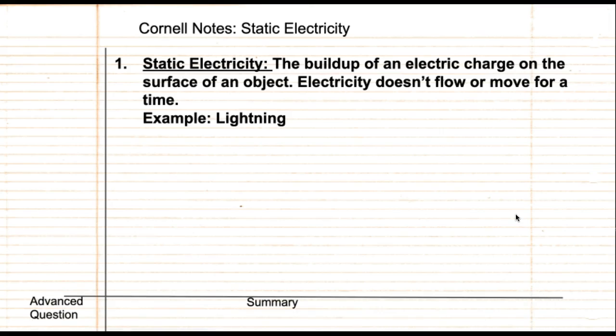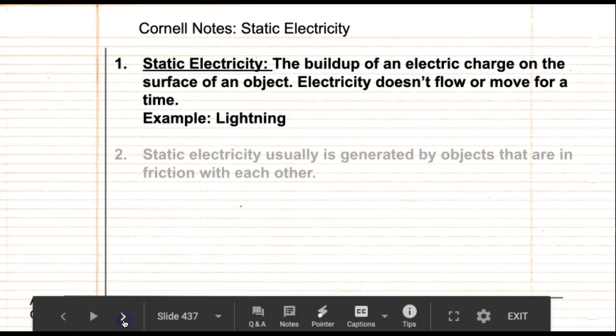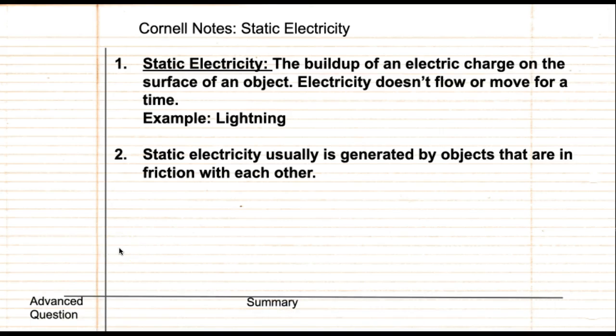Take a minute to finish copying and then make your question on the left-hand side. Okay, moving on to number 2. Static electricity usually is generated by objects that are in friction with each other. Let's look at a picture.